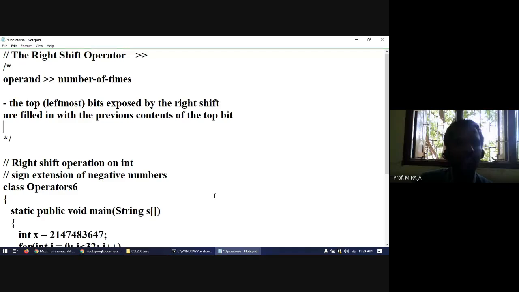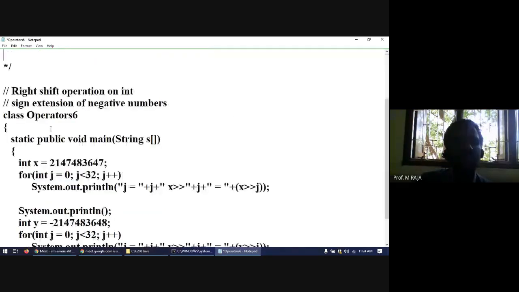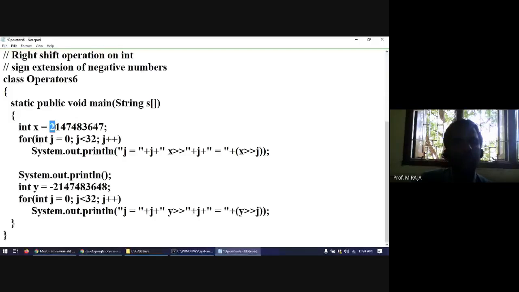For example, consider this code. Int x is equal to 2147483647. Int j is equal to 0, j less than 32, j plus plus. How to represent this quantity, 2147483647, in a 32-bit register?